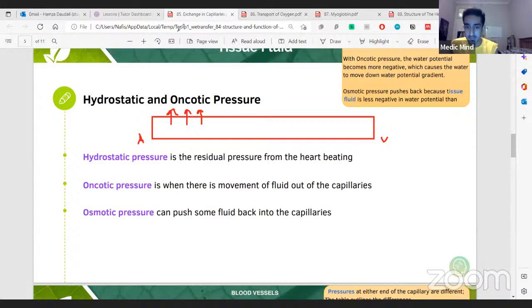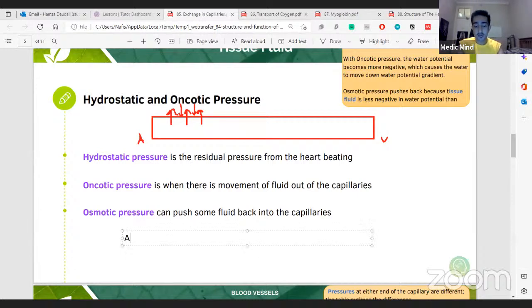Your oncotic pressure is your pressure from the fluid outside the arteries pushing on the wall of the artery or of the capillary. So your oncotic pressure is that pressure that is coming from the fluid that has already been released from the capillary, pushing back down on the capillary. And tissue fluid is formed by a mismatch of these pressures.